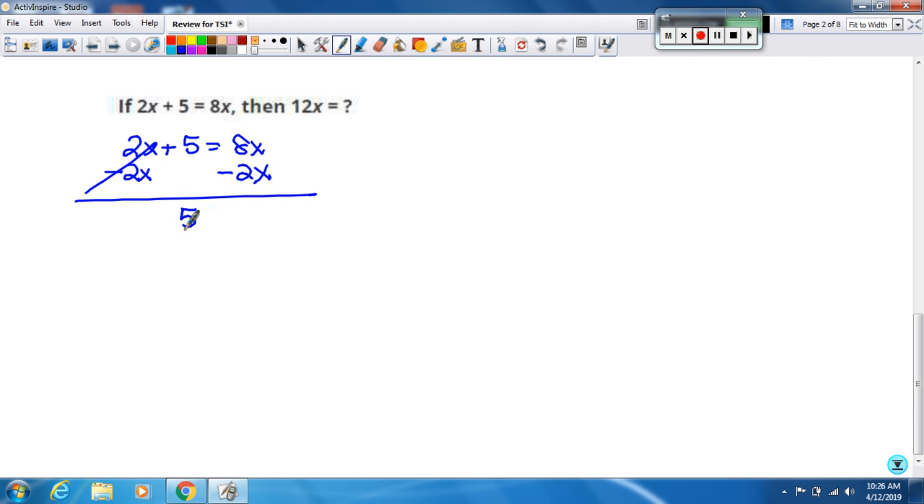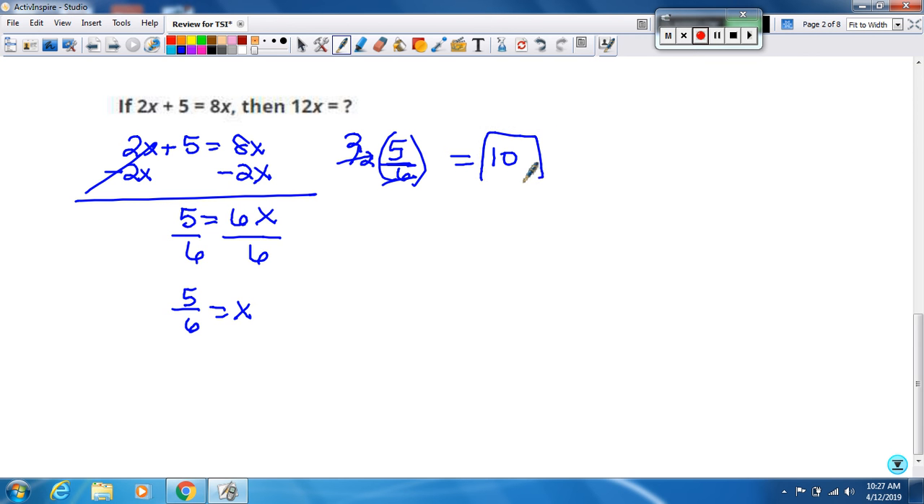Opposites cancel. 5 equals 8 take away 2 is 6x. This is 6 times x, so I'm going to divide both sides by 6. So 5 over 6 equals x. Now it says, what is 12 times x? So 12 times 5 over 6. What you want to do is go ahead and divide by the bottom, because a fraction bar means divide. So 12 divided by 6 is 2. And then you just multiply. 2 times 5 is 10.